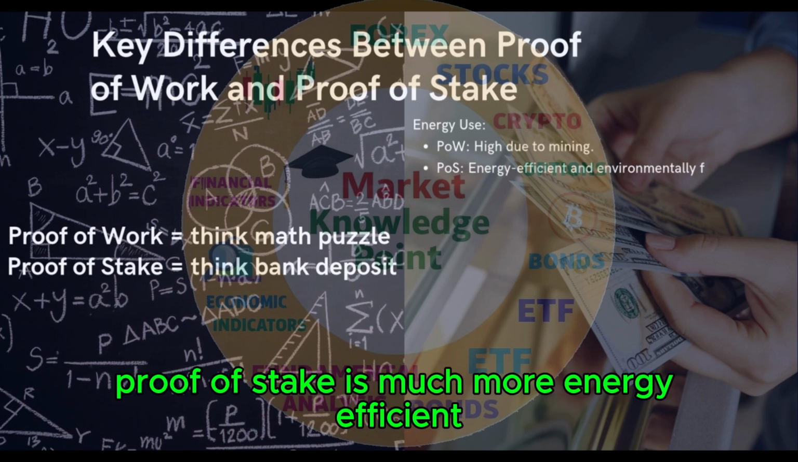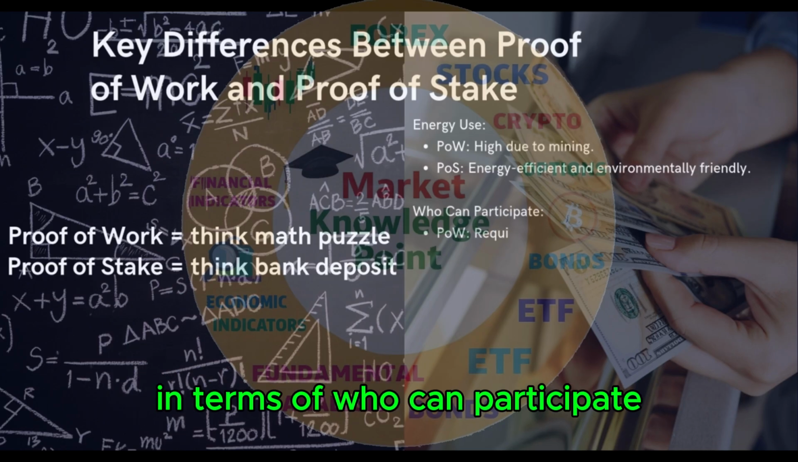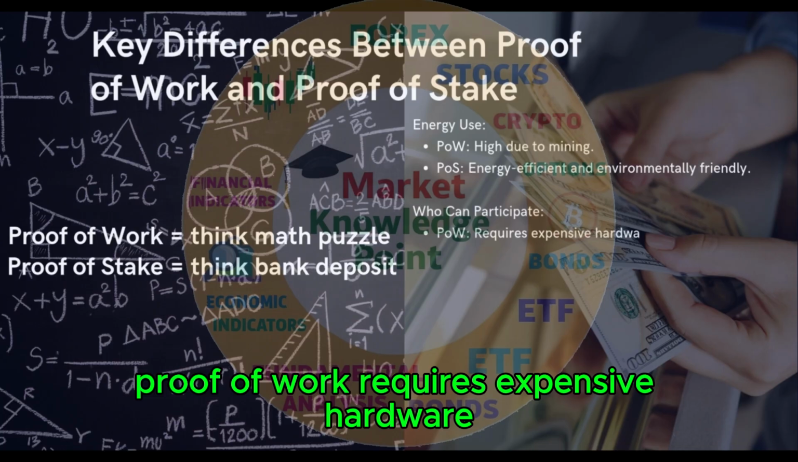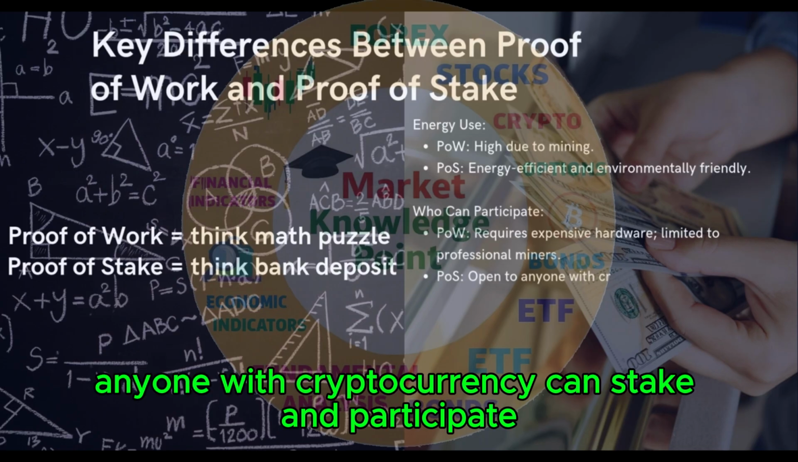Proof of stake is much more energy efficient since it doesn't involve mining. In terms of who can participate, proof of work requires expensive hardware, so it's mostly for professional miners. Proof of stake, anyone with cryptocurrency can stake and participate.